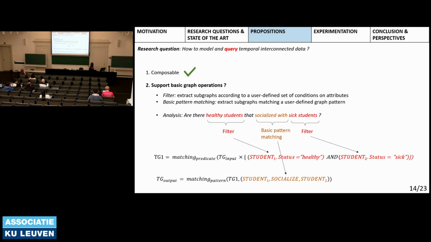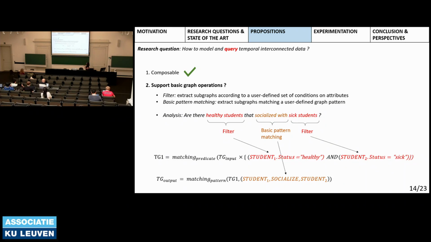Then our operators support basic graph operation. What we mean by basic graph operation are operations that are used to express analysis on graphs with a time dimension. Basic graph operations include the filter operator, which allows for extracting subgraphs from a graph without time dimension according to a condition on attributes. They also include the basic pattern matching operator, which consists in extracting subgraphs from a graph without time dimension that match a user-defined graph pattern.